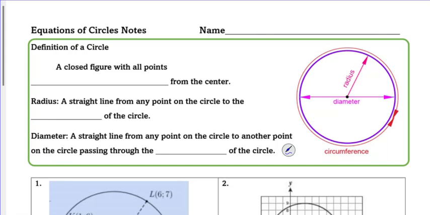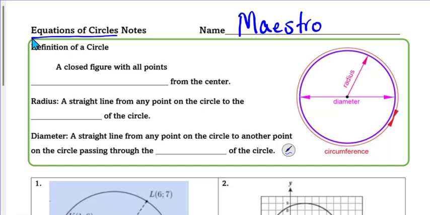All right, here we're going to learn about equations of circles. So every circle that's on a coordinate plane has an equation that measures the length of its radius and the x and y coordinate of the center of that circle. Before we really get into that, I just want to talk about what a circle really is.